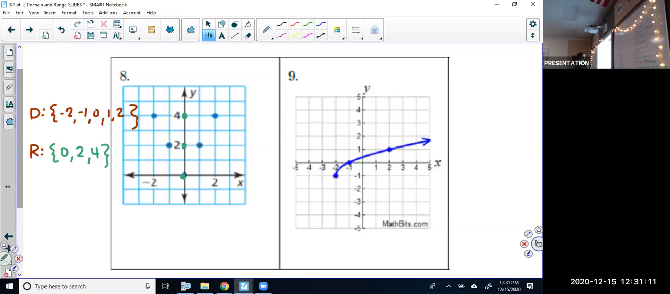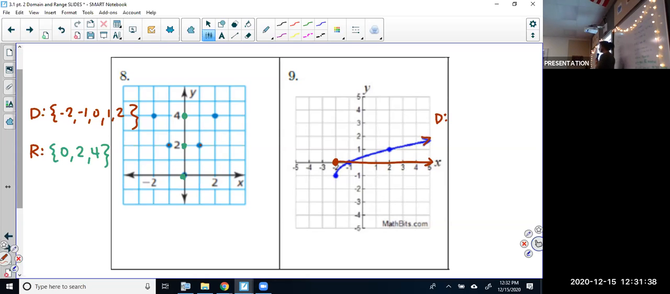Okay, on number 9. This is an arrow, meaning it goes out and up forever. So the domain, this is continuous, right? Because it's not just dots, so we're gonna use the bracket thing. So for the domain, if I go onto the x-axis, there's a closed circle here, and then we go this way, and that arrow means it's gonna keep going that way forever.